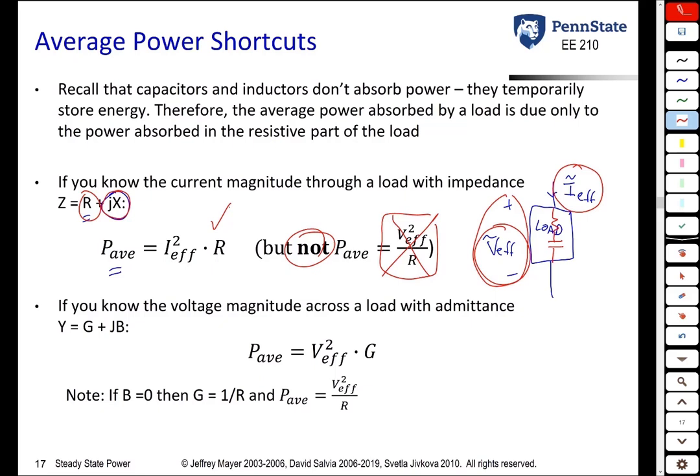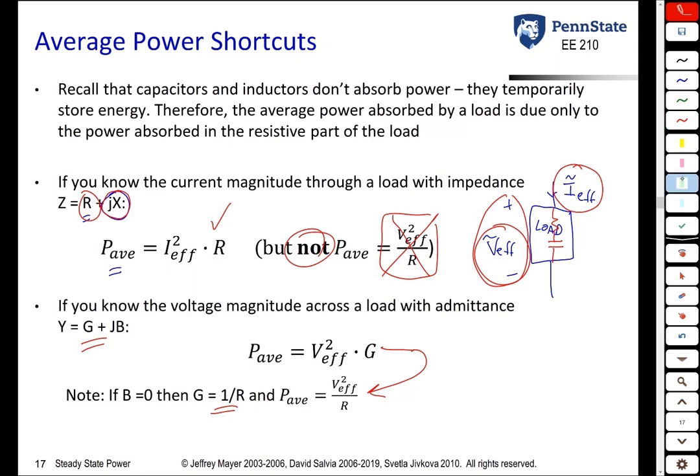Likewise, if you knew the voltage magnitude across a load and knew the admittance, you could say that the average power was the effective voltage squared times the real part of the admittance, or the conductance. Notice this equation reduces to that equation if B is 0. If B is 0, then G equals 1 over R, and the average power is the effective voltage squared divided by R, which is the equation we saw in the previous class.